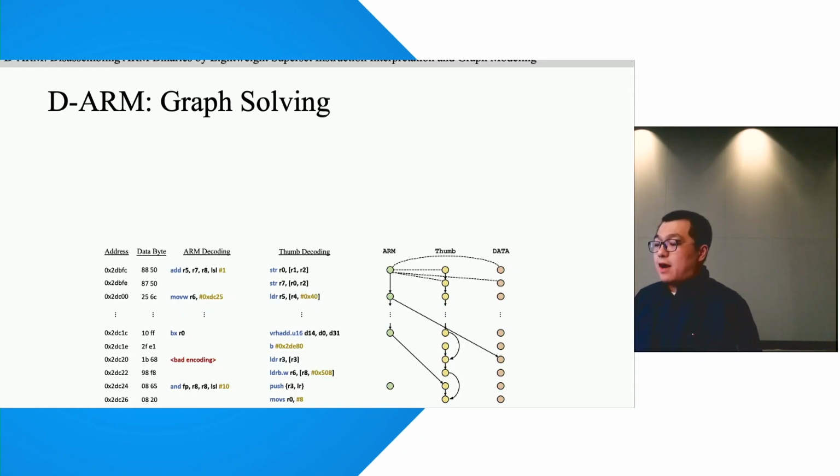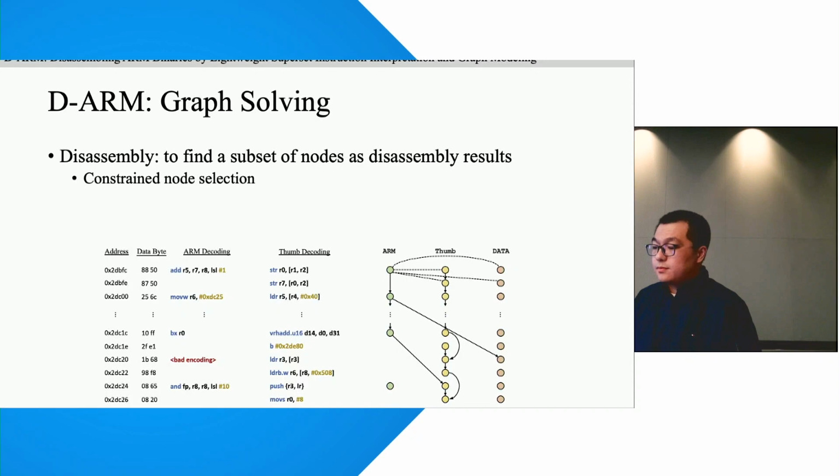Finally, we solve the graph to obtain the disassembly results, that is, to find a subset of nodes in the graph. Actually, the disassembly problem is now a constrained node selection problem. Specifically, each time a node is selected, there are two requirements that should be satisfied. First, all the reachable nodes by implication edges should also be selected. Second, all the adjacent nodes by conflict edges must not be selected at the same time.